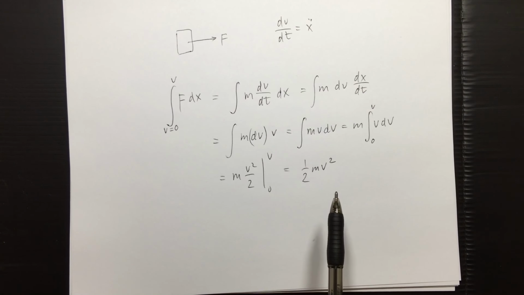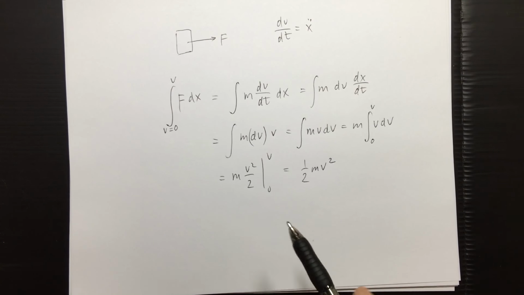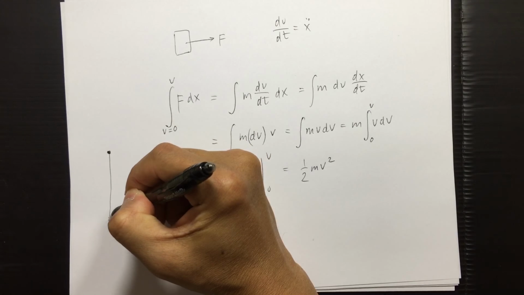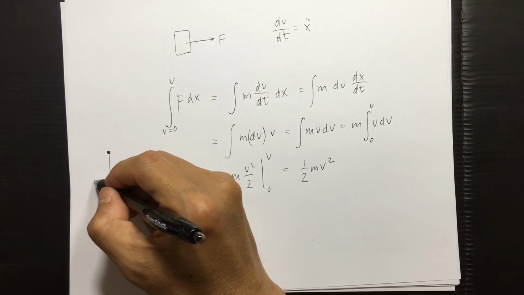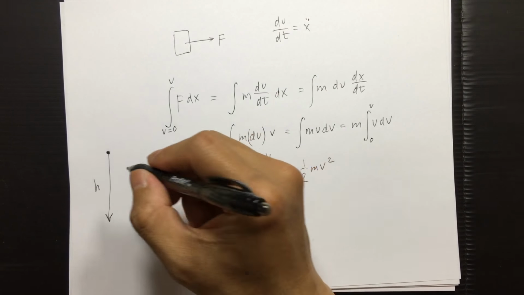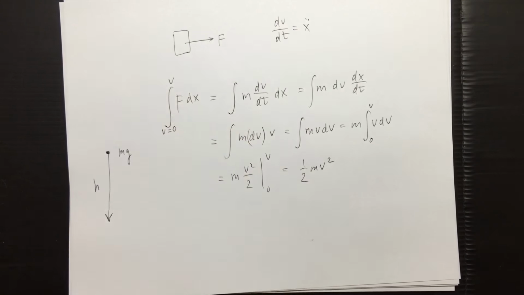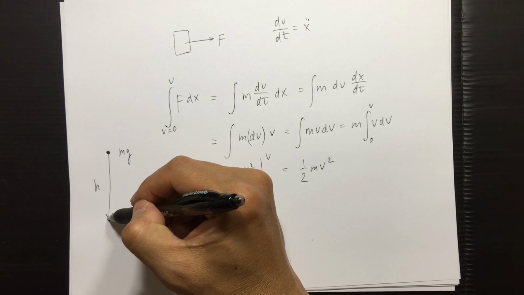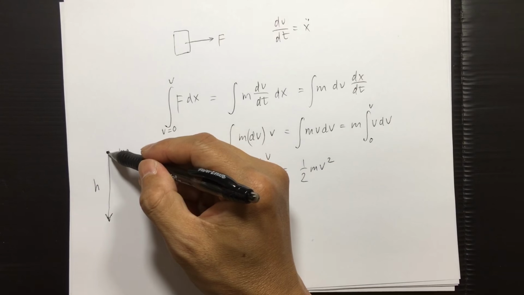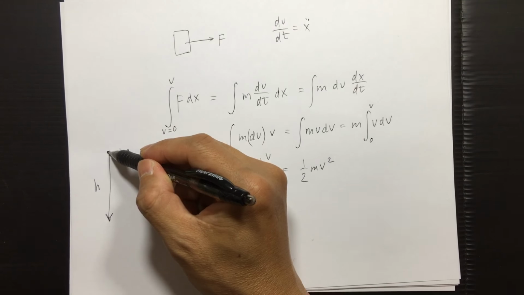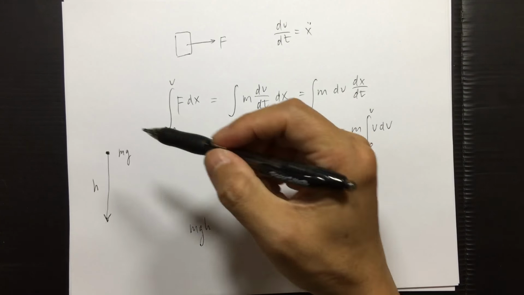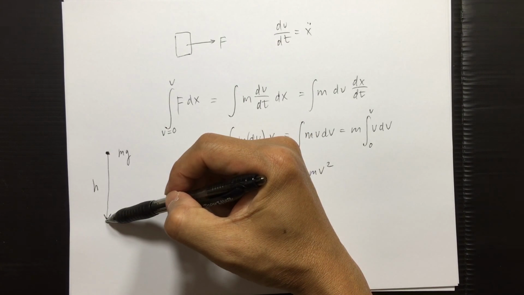I'm going to give you an example so this makes more sense. Let's say you have a ball that drops a certain distance, let's say h. This ball's weight is mg, right? So the work mg did is mg times h. Let's say the ball is not moving here. We want to know this mg h. This is the work that's done from here to here, right?